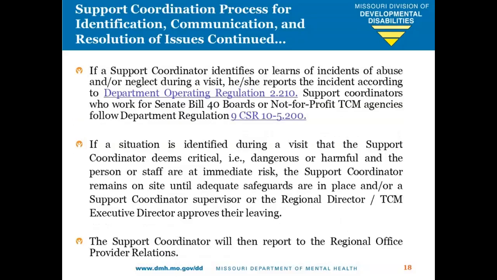If a support coordinator identifies or learns of incidents of abuse and/or neglect during the visit, he or she will report the incident according to the Department Operating Regulation 2.210 or Department Regulation 9 CSR 10-5.200. If a situation is identified during a visit that the support coordinator deems critical, that is dangerous or harmful, and the person or staff are in immediate risk, the support coordinator will remain on site until adequate safeguards are in place and/or the support coordinator supervisor or the regional director, TCM executive director approves their leaving. The support coordinator will then report the situation to the regional office provider relations.